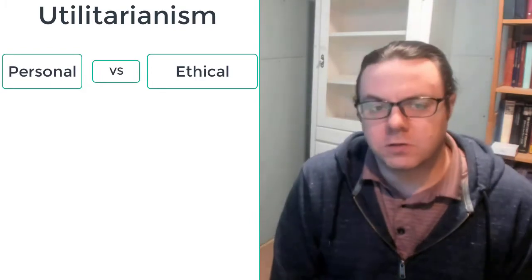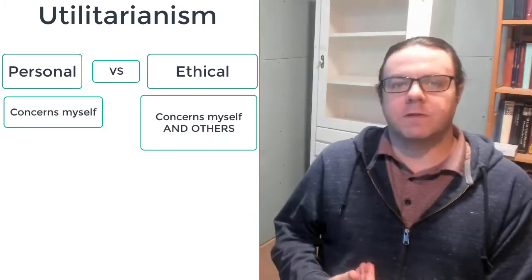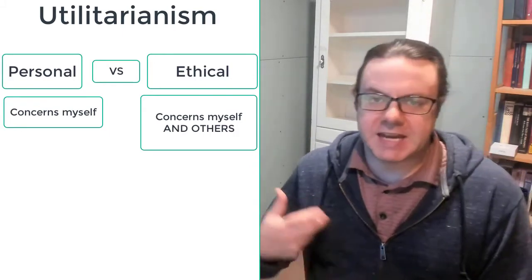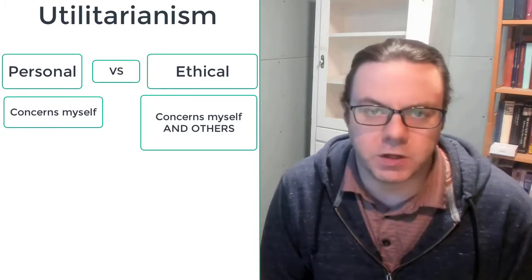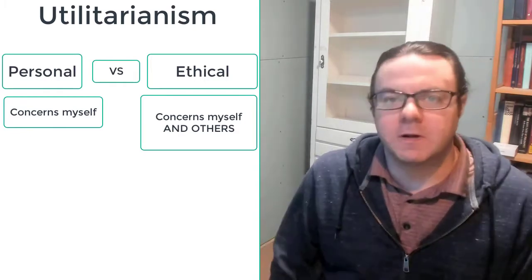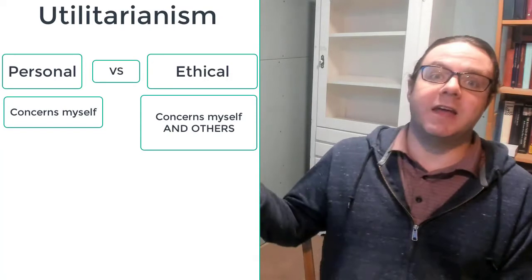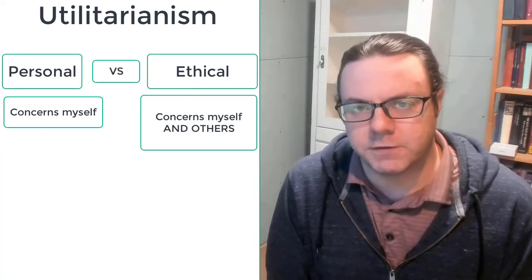An ethical decision concerns pains and pleasures that I will experience as a result of my actions, but also any pains and pleasures that anyone else will experience as a result of my actions. So if my choices cause others to suffer, then I have to take that into consideration. If my choices increase the happiness of other people, then that counts in favor of doing that thing.